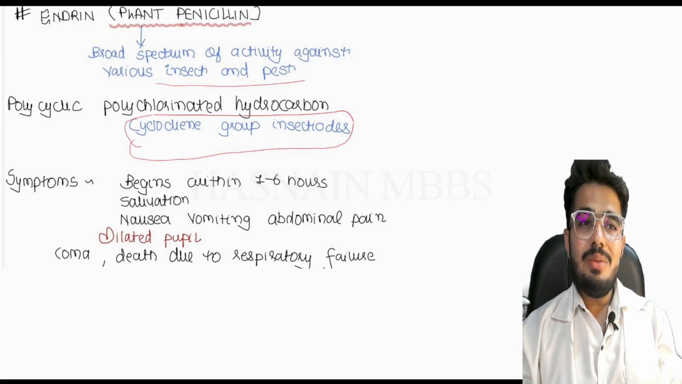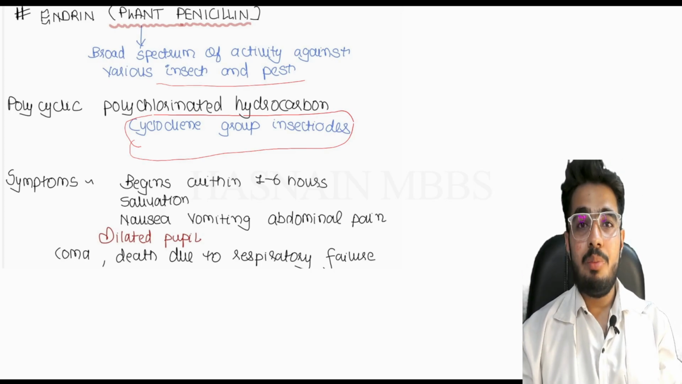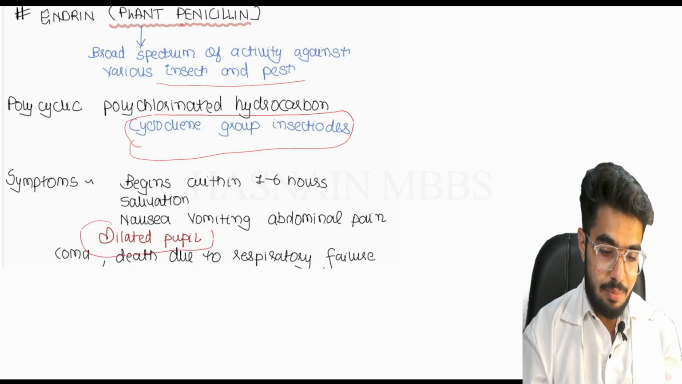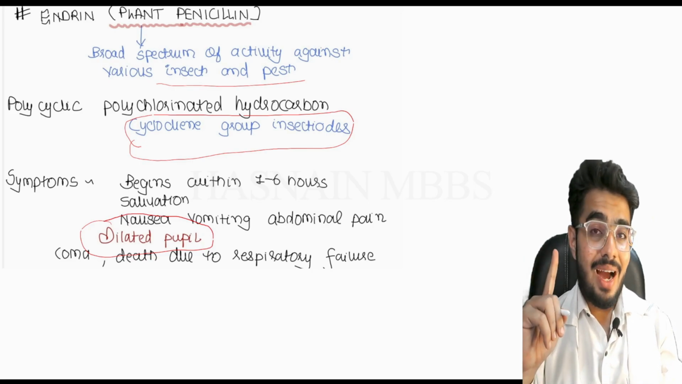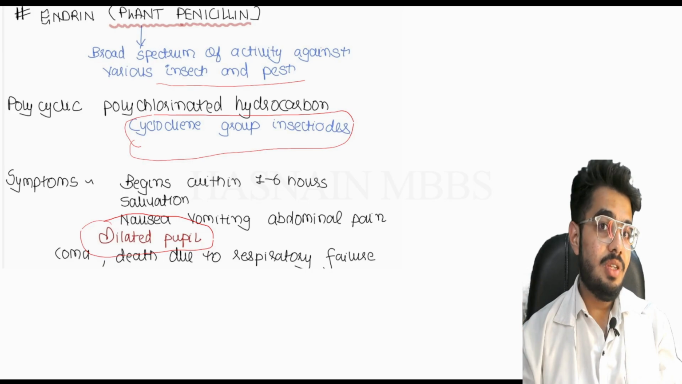Signs and symptoms begin in 1 to 6 hours. Major signs are salivation, nausea, vomiting, and most important, there will be mydriasis, dilated pupil. In case of endrin poisoning, there will be dilated pupil. Mark a star over here. This was asked in a previous year question.